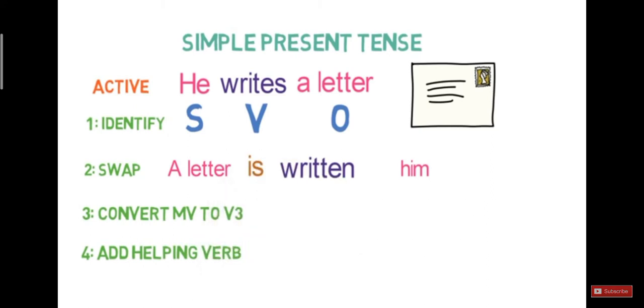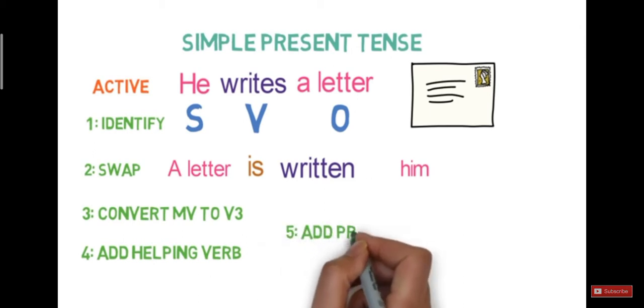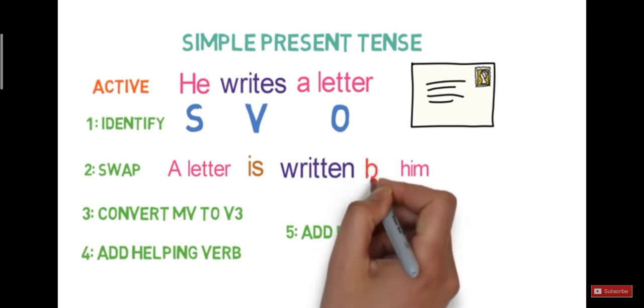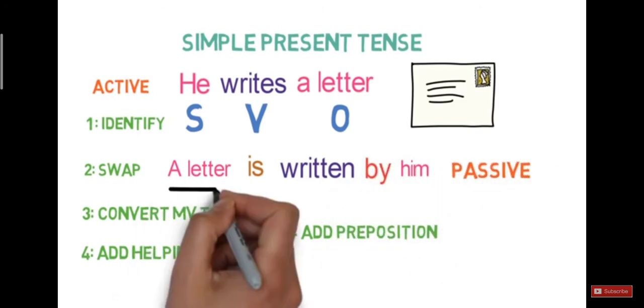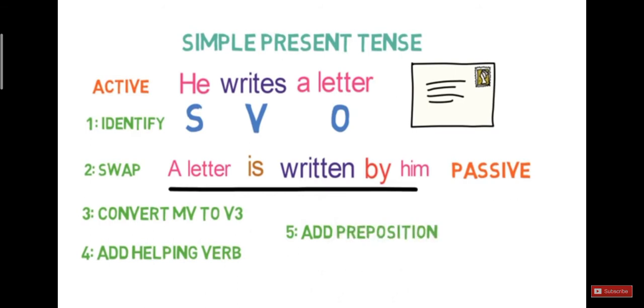Write became written. And now the fourth one is add helping verb, that is. Why we wrote is? Because the sentence is in simple present tense and he is singular. Therefore, we used is. Fifth one is adding preposition. Just before him we added the preposition, and see, the sentence is complete. A letter is written by him. This is passive voice.